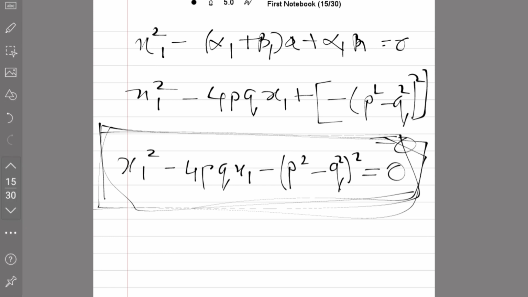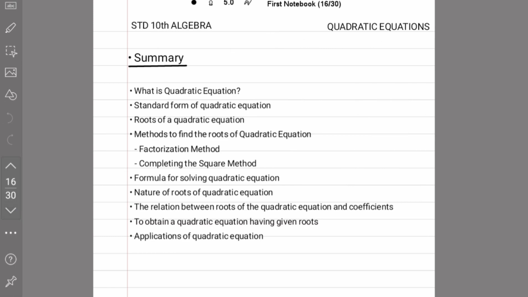Now we are at the end of this chapter and we will just summarize what we have learned in this entire chapter. So the first thing which we learned is what is a quadratic equation. It is an equation with degree 2, right?